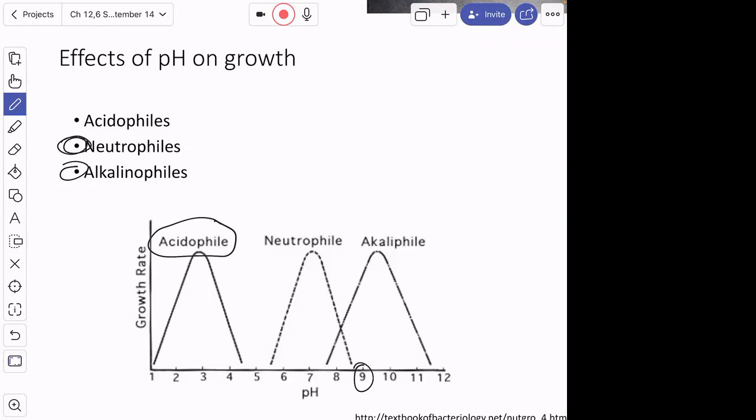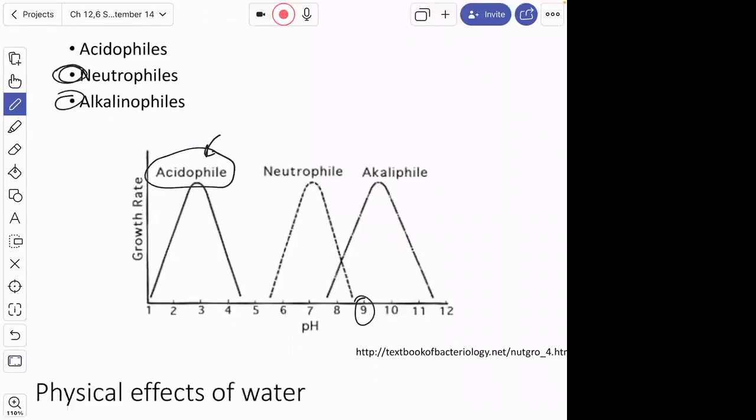There's going to be some acidophiles in your stomach. You even have bacteria that live in your stomach. pH is more like 2, something like that. So they have ways to counteract that acidity. Okay.